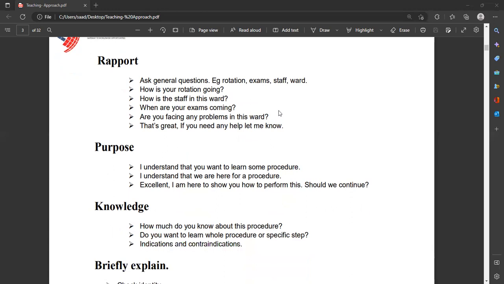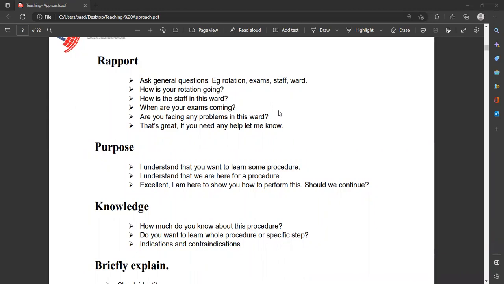Then comes the purpose. What is our purpose? I understand that we are here, you want to learn urine dipstick. I understand that we are here for a procedure. So after greeting, build a rapport and then purpose. Everything is coming in a sequence. You have greeted the student, then built a rapport, and then stated the purpose, that we are here for some kind of procedure.